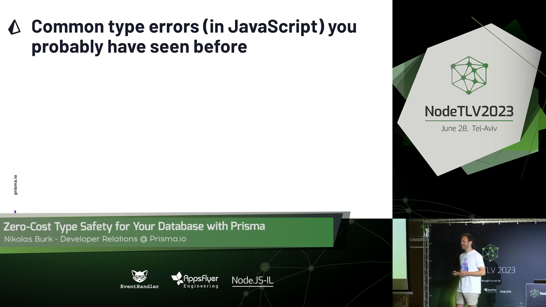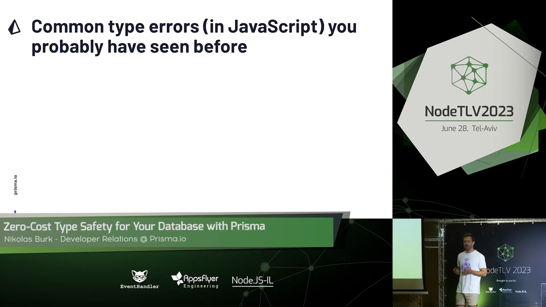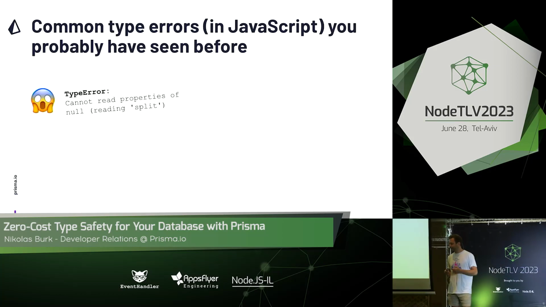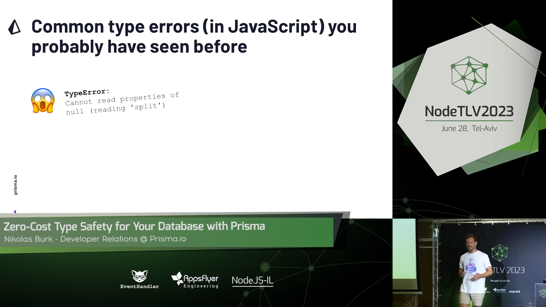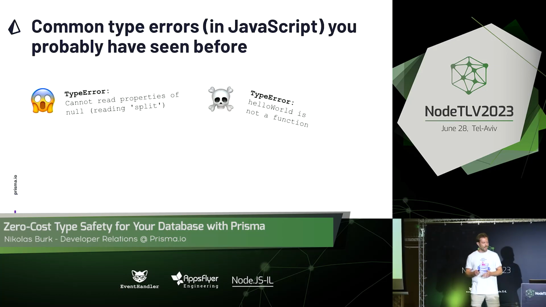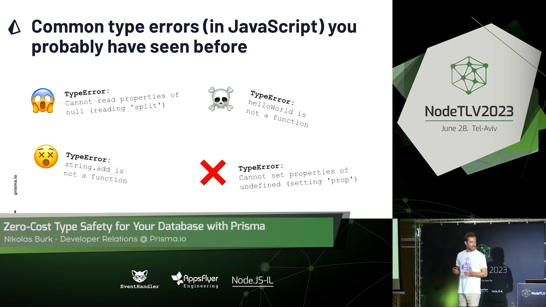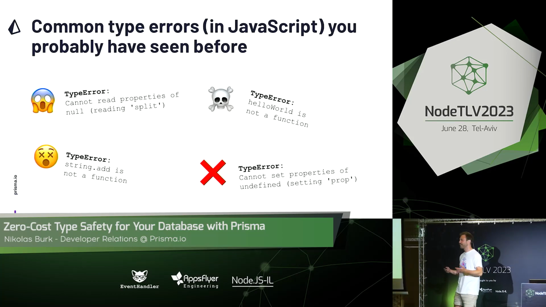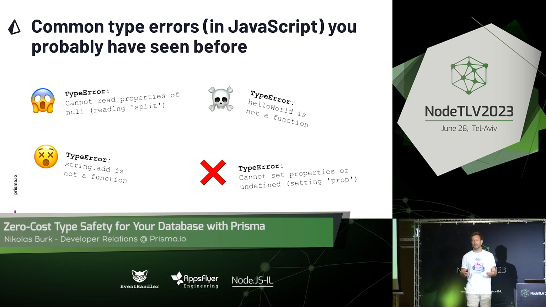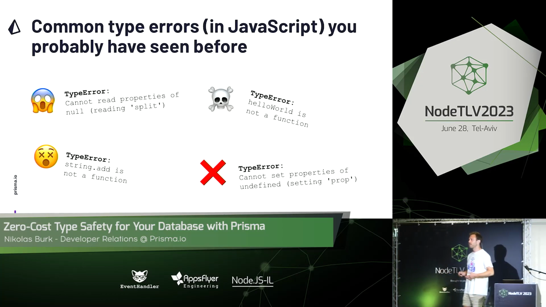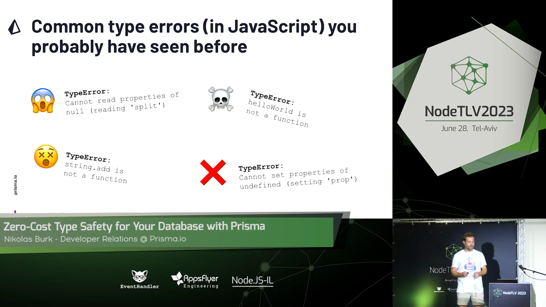So common type errors in JavaScript that probably a lot of you have seen actually are something like this. Type error, cannot read properties of null. Type error, hello world is not a function. Type error, cannot set properties of undefined, and type error, string.add is not a function. So these are all exceptions that can be thrown in your JavaScript application, and they will make your program crash.